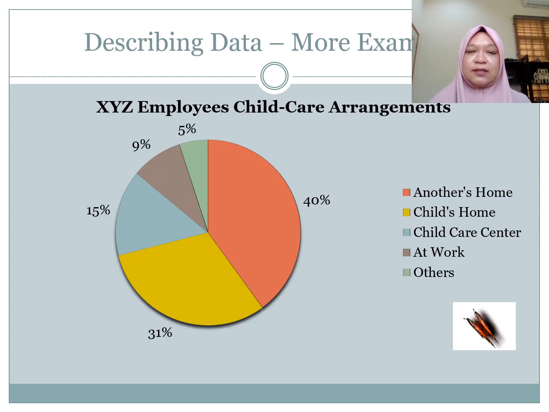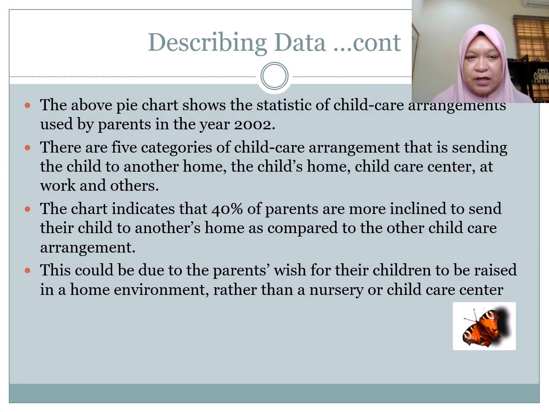For example, next example, this is the pie chart: XYZ employees' childcare arrangement. So here we have all the data. About 40% of the children are at another home, 31% at the child's home, and so on. After you put the graph or the chart there, below the chart you will explain about the chart.